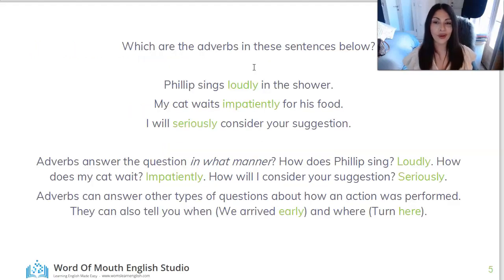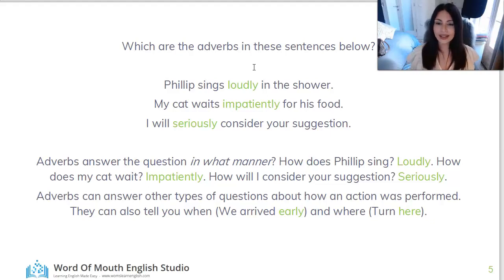Which were the adverbs? Loudly is an adverb, impatiently is an adverb, seriously is an adverb. So if you got these answers right, you're well on your way to understanding much better the difference between adverbs and adjectives. And remember that adverbs answer the question how, okay? How means in what way or in what manner.